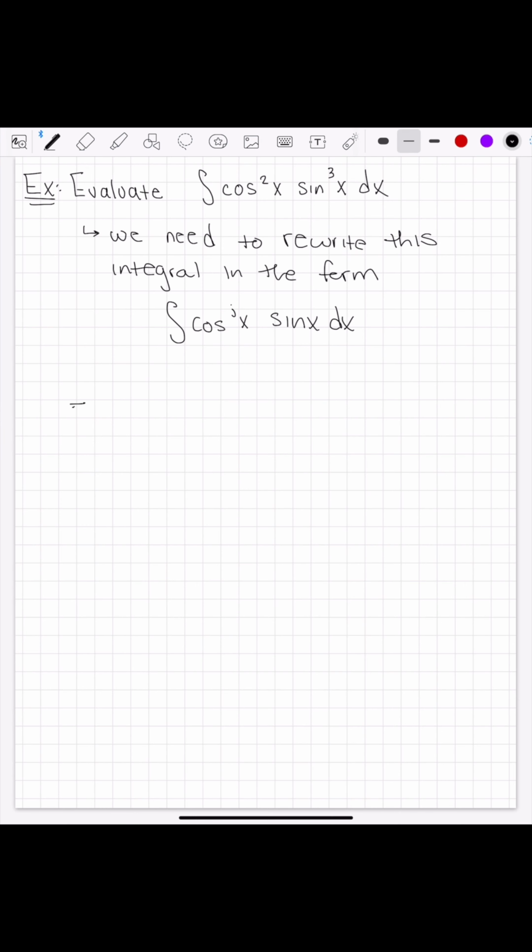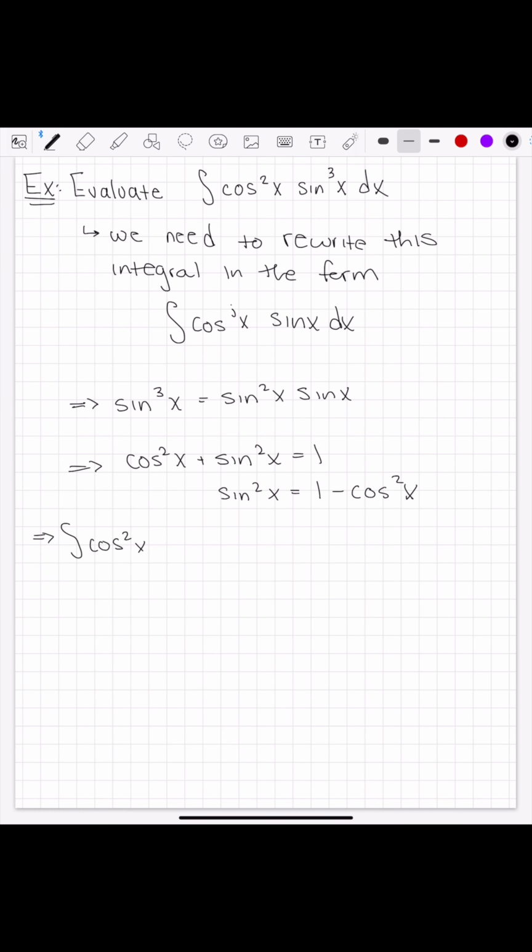That's our goal in order to be able to evaluate it. So the first thing we can do is make sine cubed of x be sine squared of x times sine of x. And like we said, we need to use the trig identity: cosine squared of x plus sine squared of x is 1. So we know that sine squared of x is 1 minus cosine squared of x. Then we take both of these in our original integral, cosine squared x times sine cubed of x dx, and make that equal cosine squared of x times sine squared of x times sine of x dx. Then we replace the sine squared with 1 minus cosine squared of x and bring everything else down.